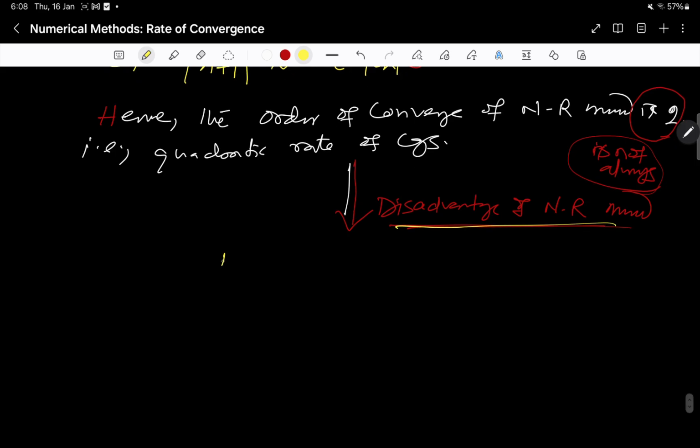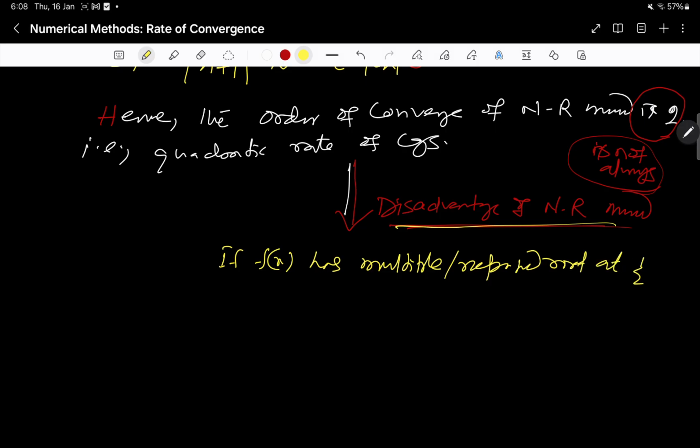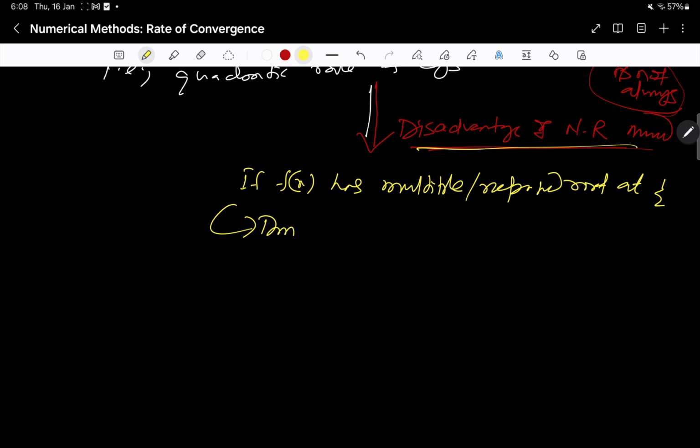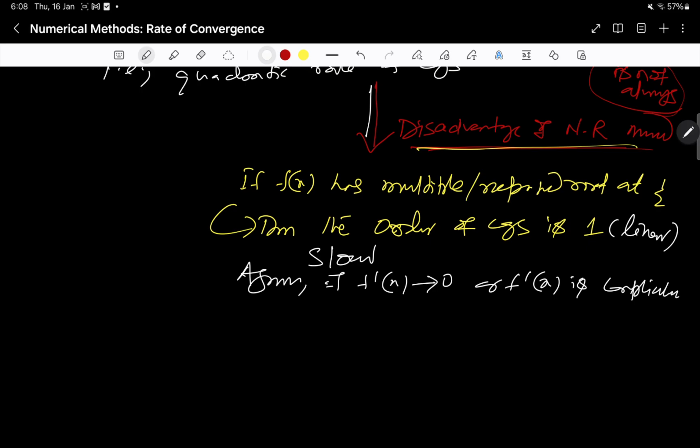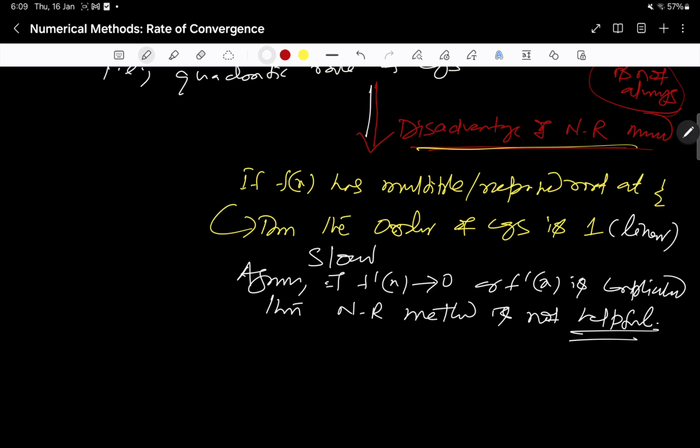Now if f(x) has a multiple or repeated root at ζ, then the order of convergence is 1, that is linear, very slow. Again if f'(x) tends to 0 or f'(x) is complicated, then NR method is not helpful, as I have told you in my individual lecture of this NR method.